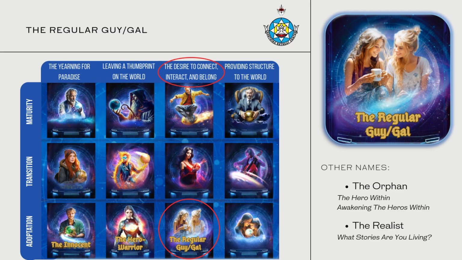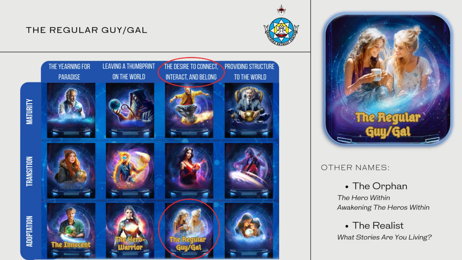In The Hero and the Outlaw, this archetype is called the regular guy/gal, and that is the term we will use in the archetype matrix, because it best reflects the desire at the core, to be normal, to fit in, to be accepted by the group. In her earlier works, Carol Pearson referred to this image as the orphan. This name points to the greatest fear of this archetype, to be abandoned, to be excluded from the tribe.